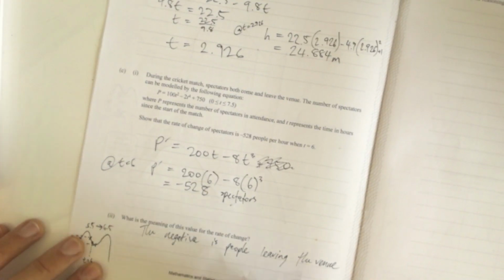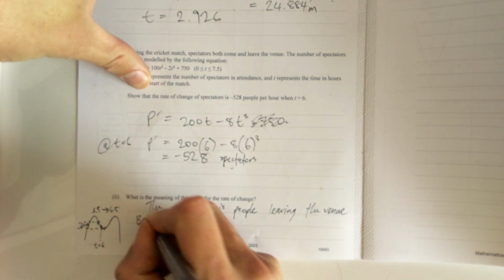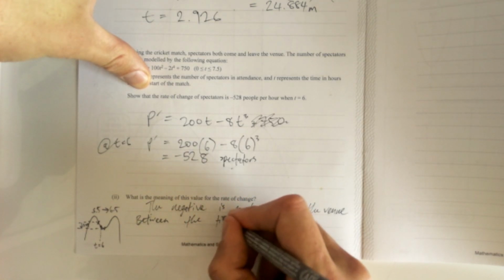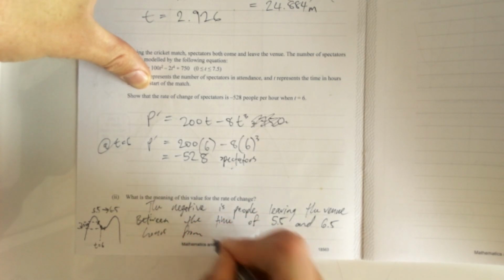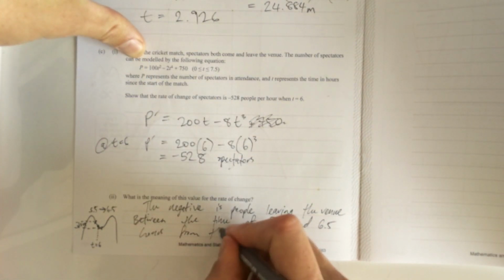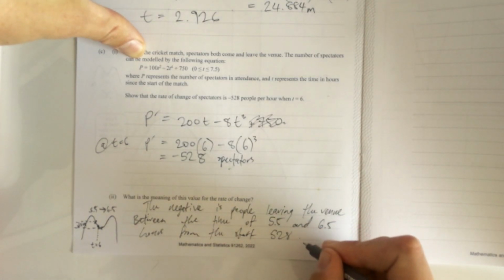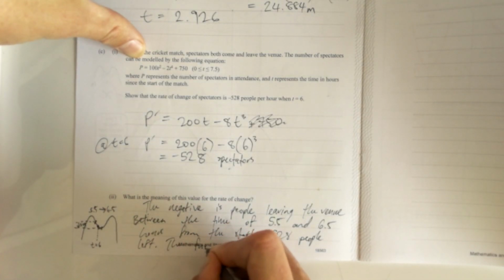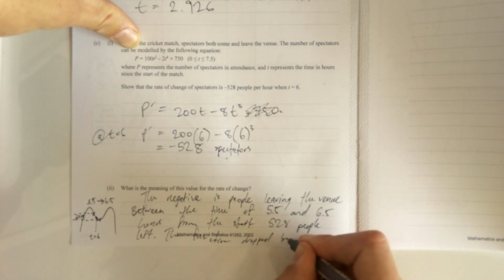So how to put that into words? I don't know if this is entirely true, but I'm pretty sure this is how it works. Between the time of 5.5 and 6.5 hours from, did it say the start? The start, 528 people left. The function dropped by 528.